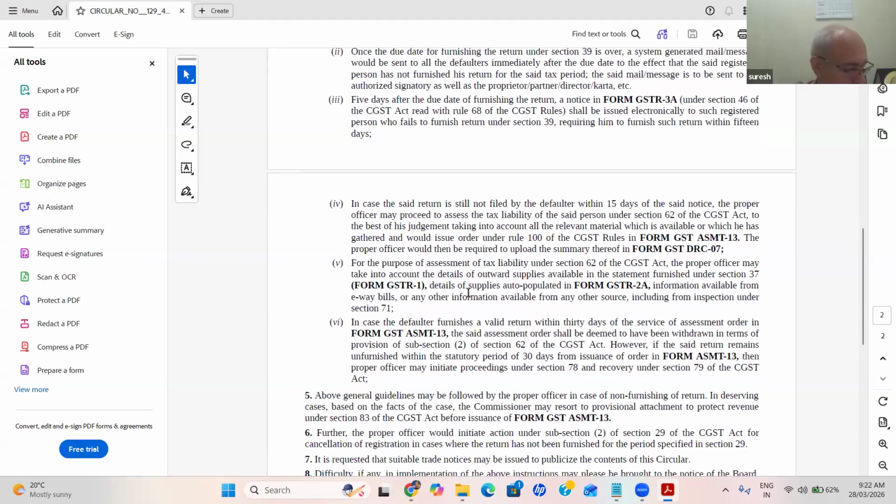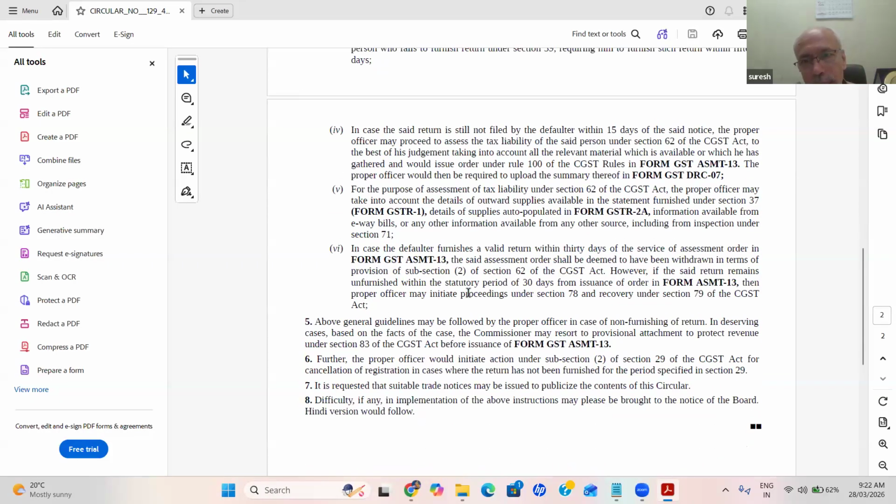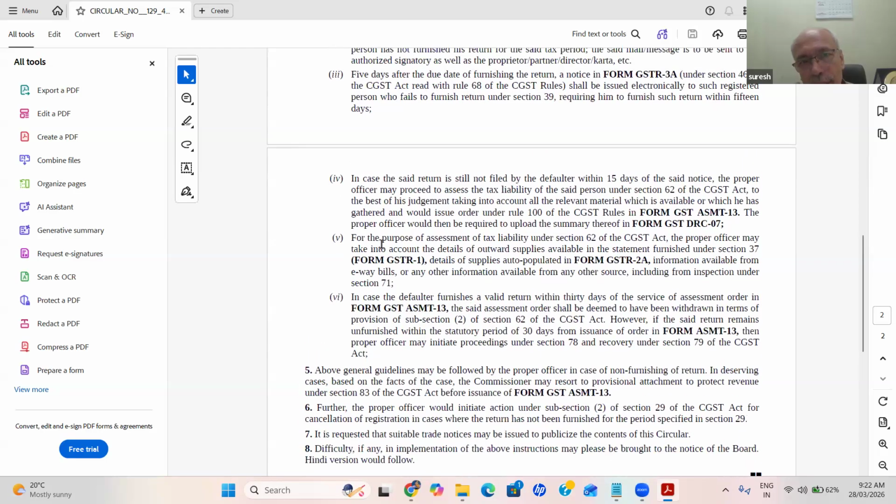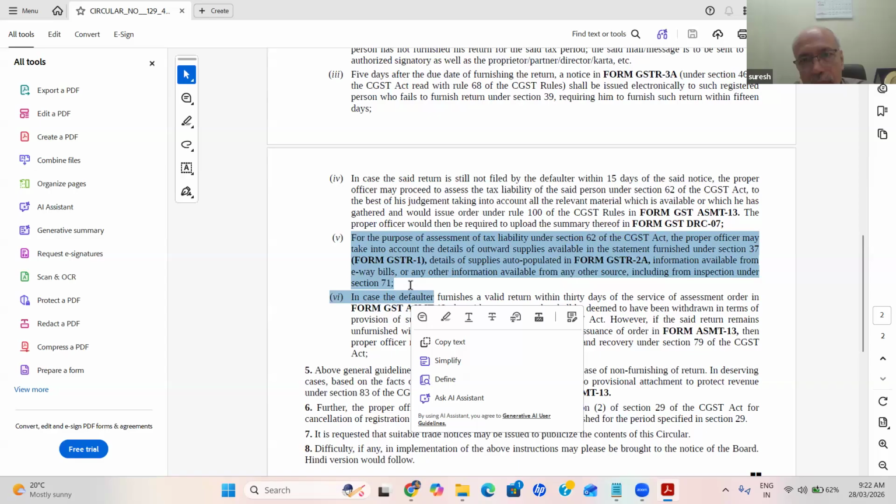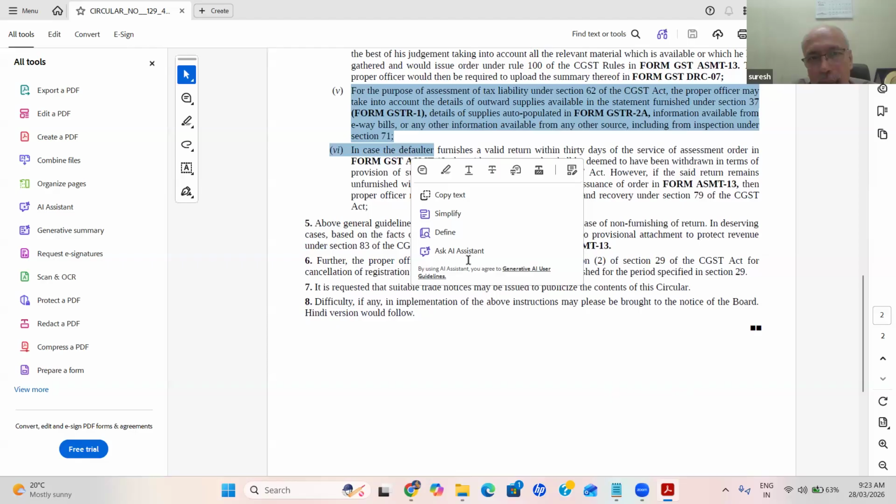Here it's missing. One more important thing they have said in this circular, for the purpose of assessment of tax liability, I am reading, sir, this one. He has to take into account the details of outward supplies available in the statement like GSTR 1, and details of supplies auto-populated in form GSTR 2A, the information available from e-way bills or any other information available from any other source. What I have seen, the State Department does not take anything into consideration. They are just making the assessments haywire without considering anything. Anyway, this is the SOP for that.